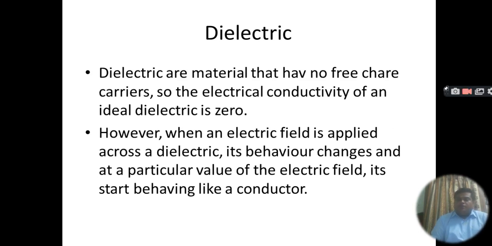What does dielectric mean? A dielectric is an insulating material that has no free charge carriers, so the electrical conductivity of an ideal dielectric is zero. It means I am talking about an insulating material, for example glass, mica, etc. That is called a dielectric medium: an insulating material in which all elements are tightly bound to each other. That is called a dielectric.